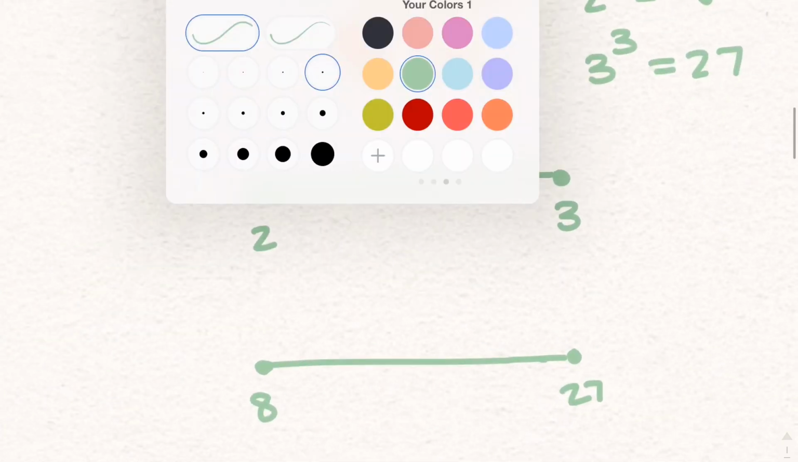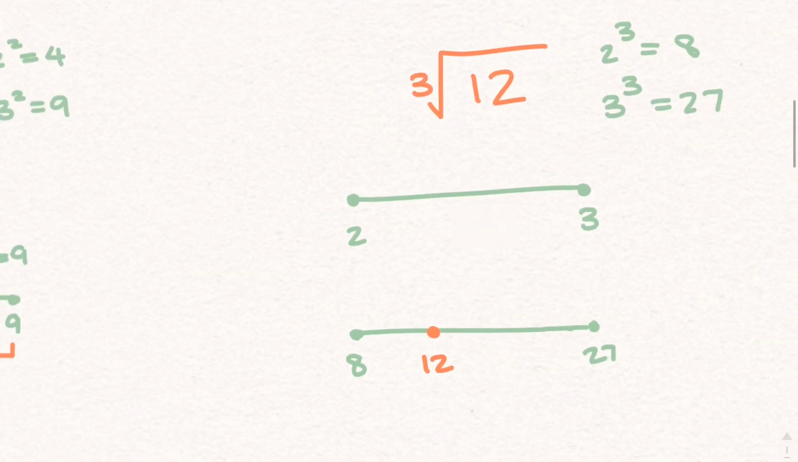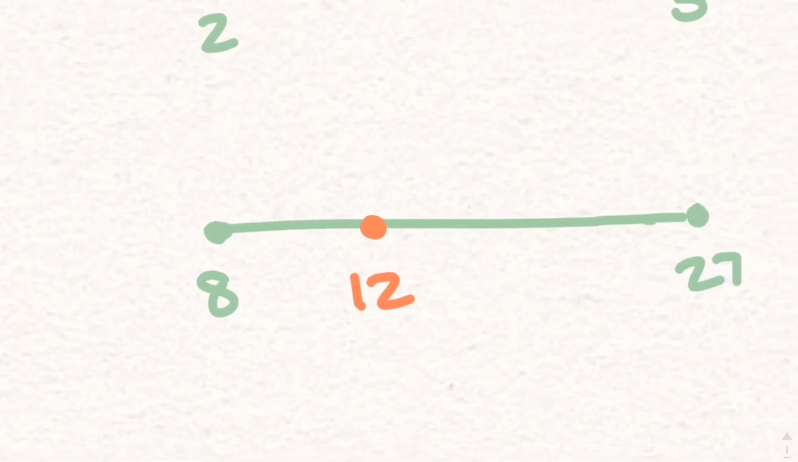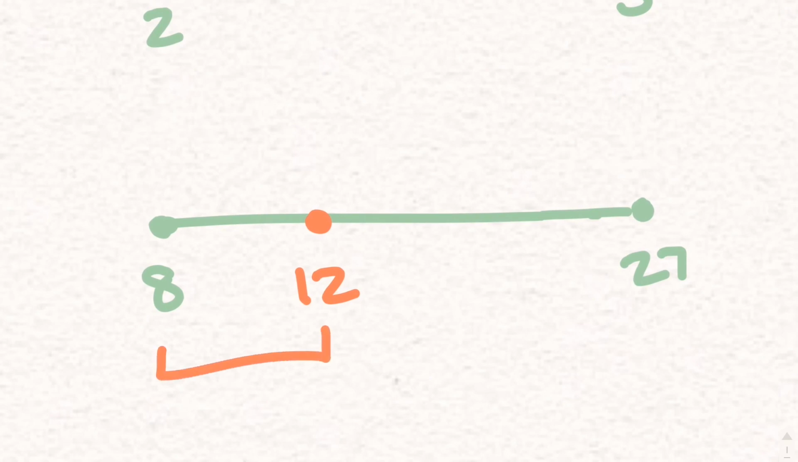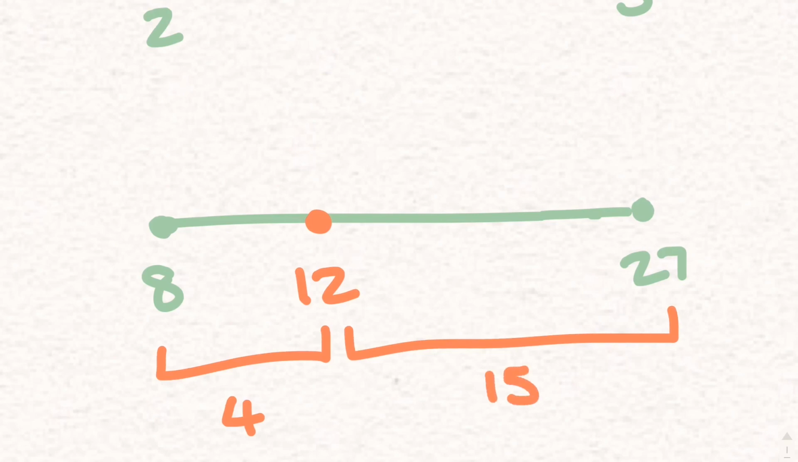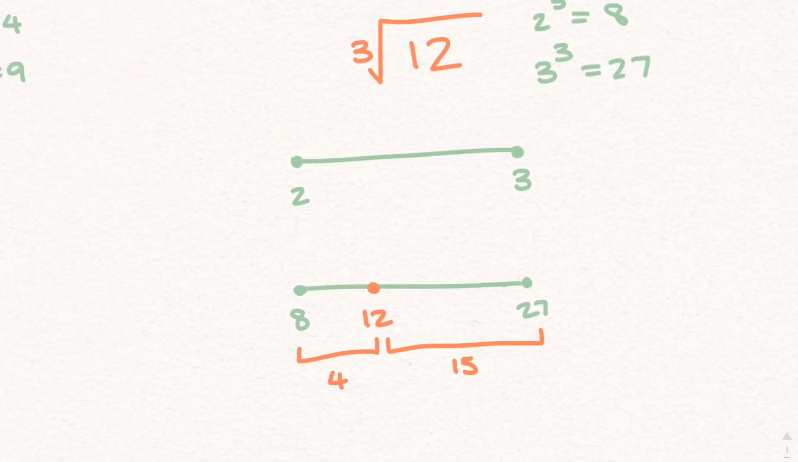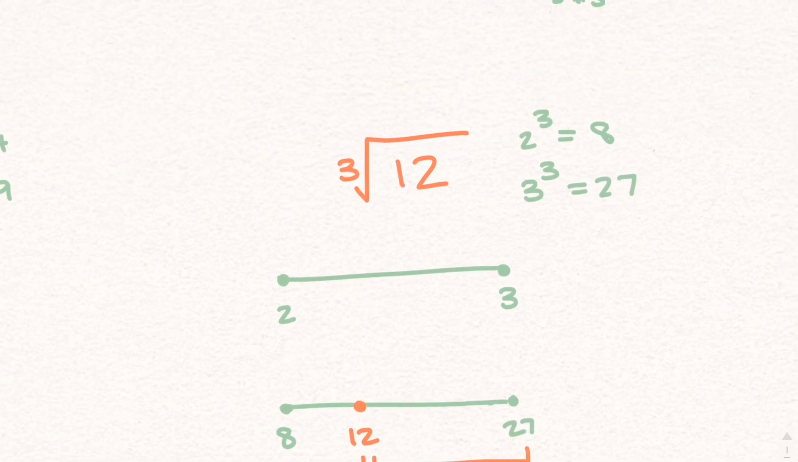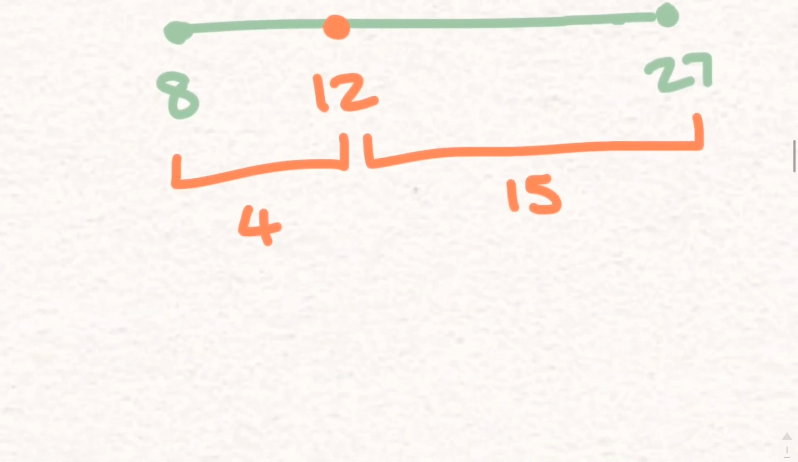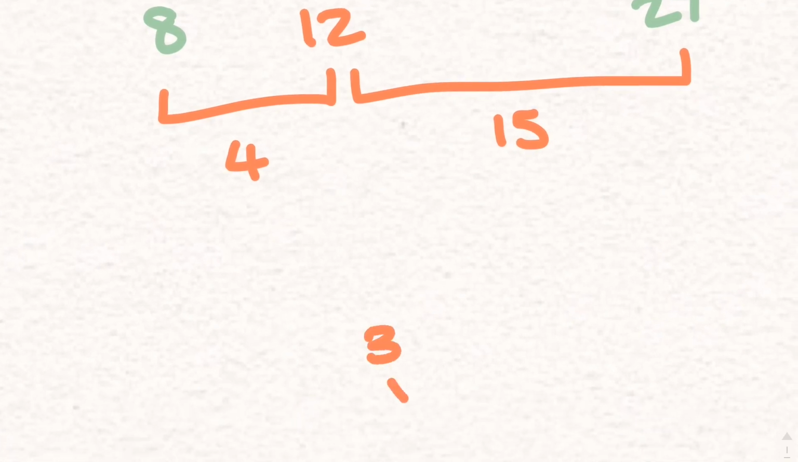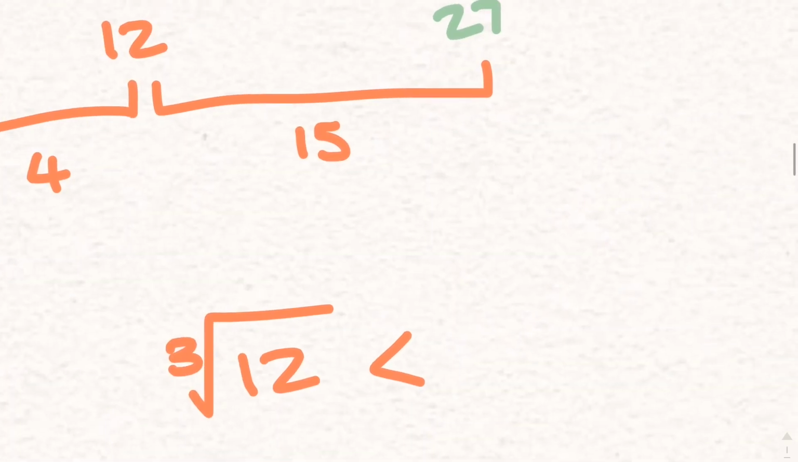So we know that 12 is closer to 8 than it is to 27, because if we look at the difference between these three numbers, 12 minus 8 is going to be 4, and 27 minus 12 is going to be 15. So since 15 is greater than 4, we know that 12 is going to be closer to 8. So this also means that the cube root of 12 will be closer to the cube root of 8 than it will be to the cube root of 27. So in case speaking didn't really make as much sense and you're more of a visual learner, this is basically what I just said.